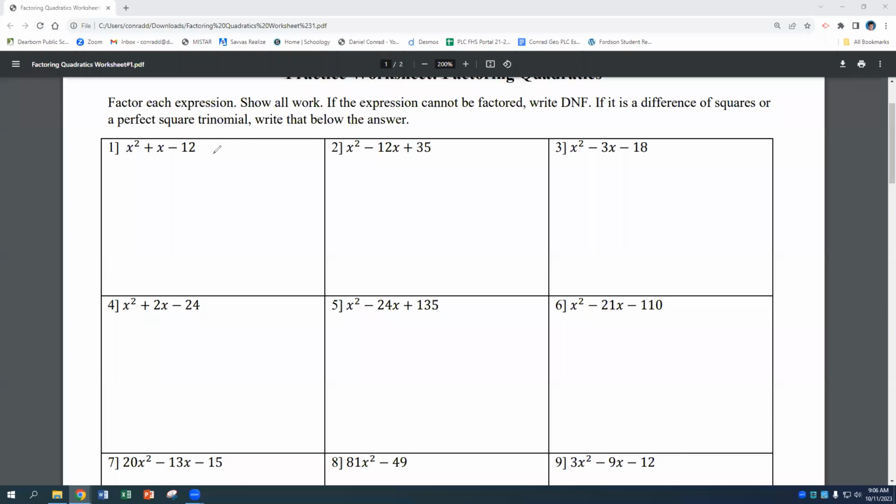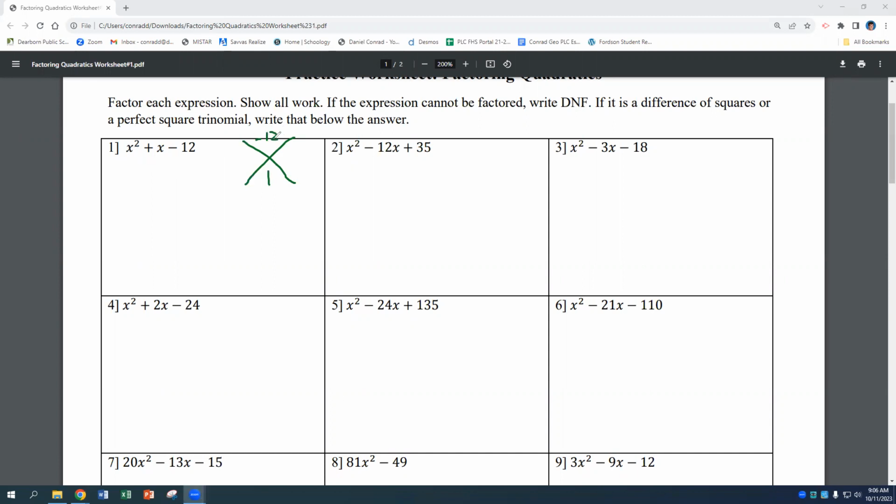So if the coefficient in front of x squared, the a value, is 1, so in this case there's nothing written there, so that a value is 1, we can use the standard x method. We're just trying to find two numbers that multiply to -12 and add to +1, okay?